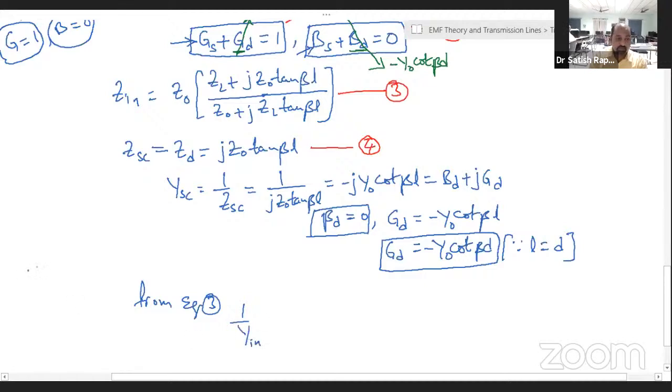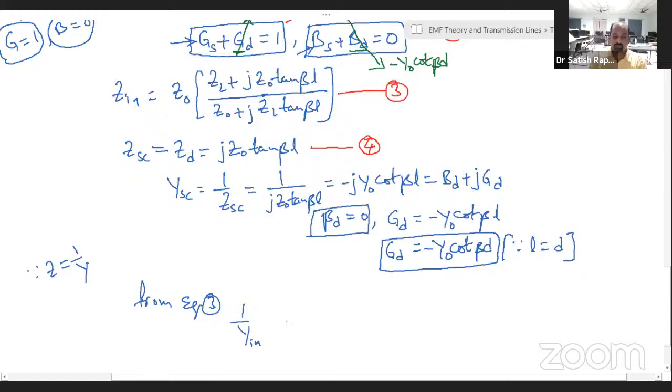So since Z is equal to 1 by Y, right? Therefore, we have to convert the input impedance of a transmission line in terms of admittance, because our aim is to determine conductance and susceptance.